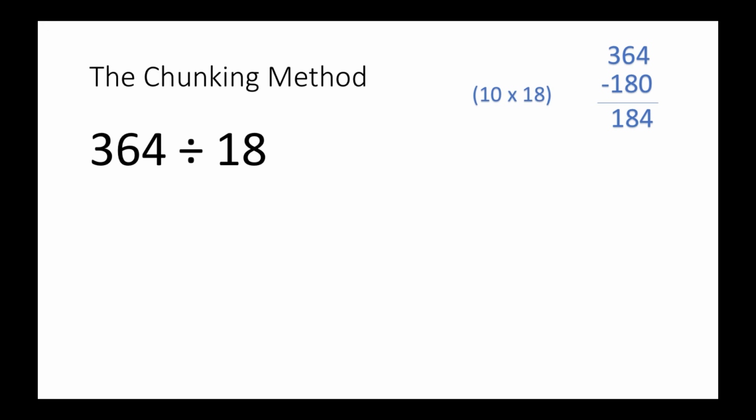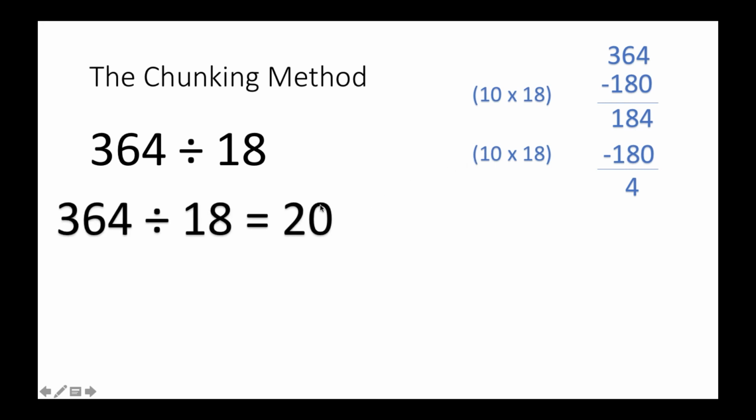So I know I can do that again. I can do 10 times 18, which gives me 180. And I take that away. So 184, take away 180 is 4. Now, I have got to do 4 divided by 18. I've got to think, how many 18s go into 4? Well, I can't do that. So before we go any further, let's look at what we've done so far. We've used 20 of them. So far, our answer is 20, remainder 4.